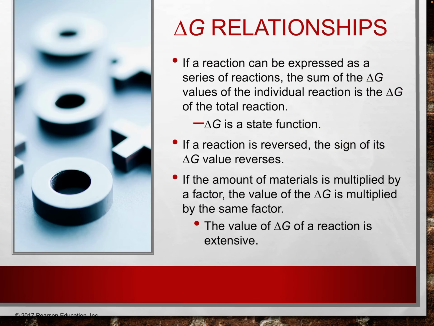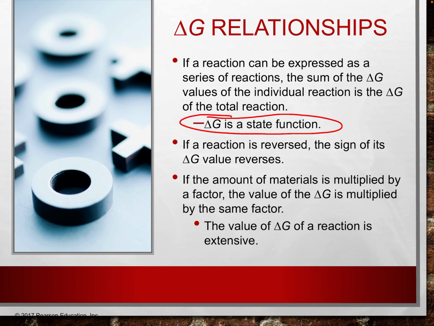All right, so now we can learn yet another way to calculate delta G, and this is related to Hess's law, which we learned about in Chem 1. If an overall reaction can be expressed as a series of reactions, like a stepwise reaction, like a mechanism, then we can add up the delta G values of the individual reactions to get the total delta G for that overall reaction. And this is because delta G is a state function.